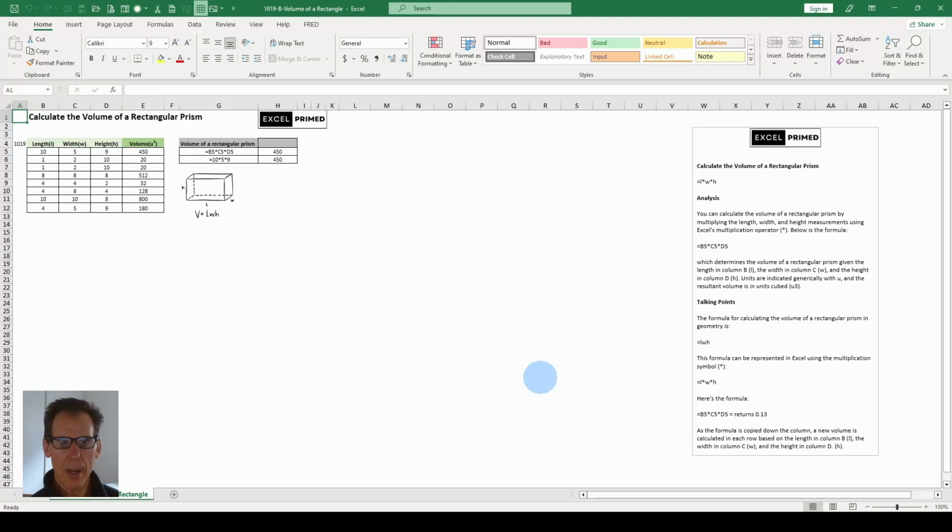Brad Williams, XL Prime. Calculating the volume of a rectangular prism.